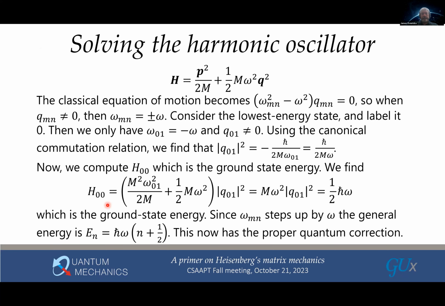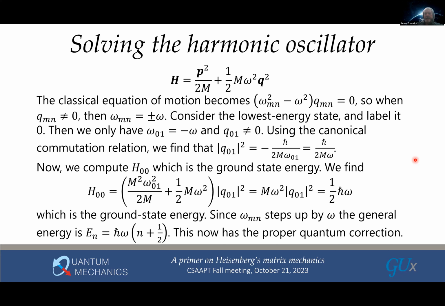All right, now we're going to solve the harmonic oscillator. So the harmonic oscillator is H equals p squared over 2m plus 1/2 m omega squared q squared. We can rewrite the classical equation of motion, second derivative with respect to time of q, which will give me omega mn squared minus omega squared times q mn equals 0. That's the classical equation of motion. So now, when q mn is not equal to 0, I must have omega mn squared equals omega squared, which means omega mn is plus or minus omega. That's the only situation where q mn can be non-zero.